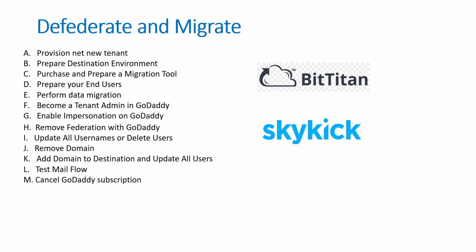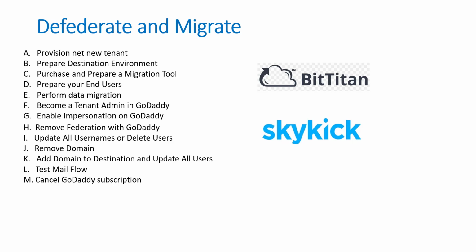You'll prepare your end users for downtime in a cutover window. You'll do that data migration with BitTitan or SkyKick, do all the same steps with PowerShell, and then you'll typically use PowerShell to update all the usernames in the source environment, as in GoDaddy's environment, to a .microsoft.com domain. And then you could delete the users if you wanted to. I recommend you keep them just in case there are pieces of data that you missed before you do so. You can then strip the domain from the source environment, add it to the destination, and update all the users.